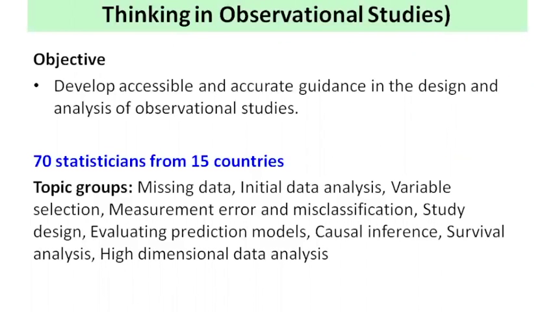STRATOS is an international initiative with 70 statisticians from 15 countries on the steering group. We have a number of different topics. Our objective is to develop guidance documents for applied researchers, not just statisticians, but also statisticians at different levels, to make state-of-the-art statistical methods available and to automate some of the things that we're talking about. We're also talking about the electronic health records, and this is in different countries.